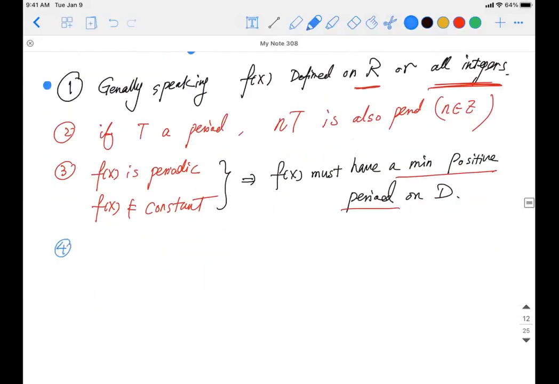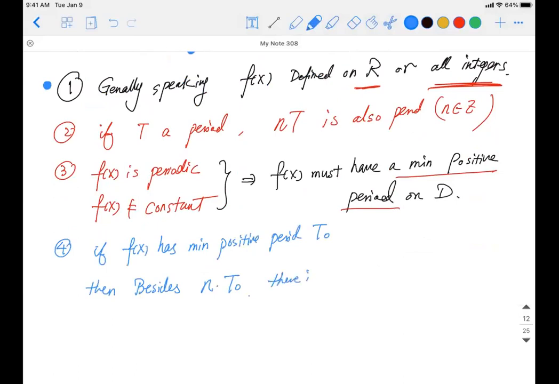Number 4. If f(x) has a minimum positive period T0, then besides n times T0, there is no other positive periods.